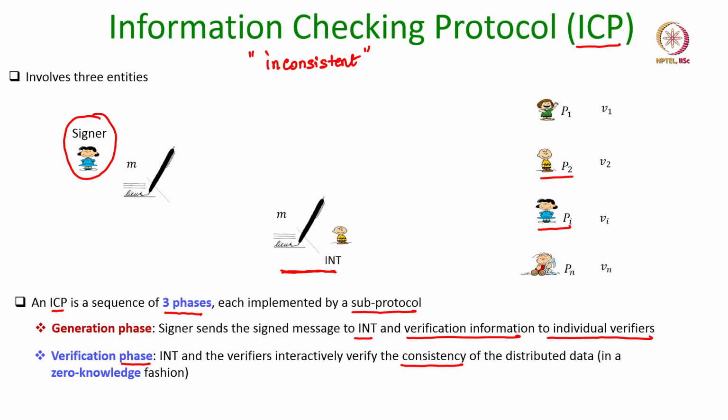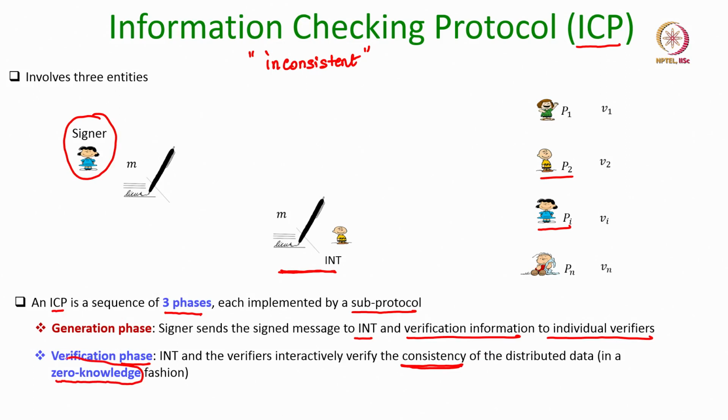One way of doing this consistency check is we ask the int to make the message and the signature public, and we ask the verifiers to make the verification information public, but that will simply violate the privacy requirement which we require from ICP. So, recall that one of the requirements of ICP is the privacy property, which demands that until and unless int shows the signed message when it is required, the message should remain hidden. So, that is why this consistency check during the verification phase should happen in a zero knowledge fashion.